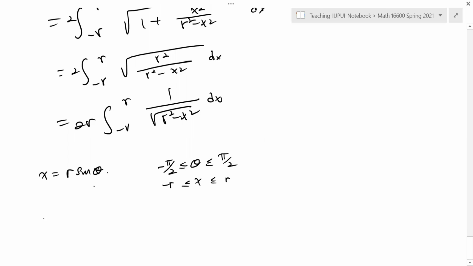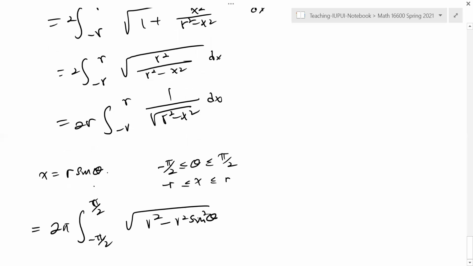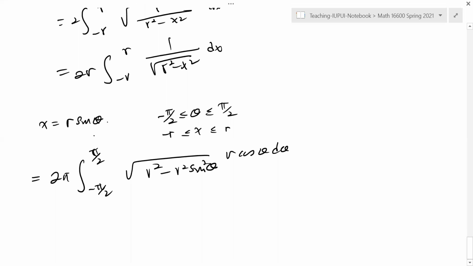So let's put it inside. It's negative pi over 2 to positive pi over 2. And here's r squared minus r squared sine squared theta. And dx is r cosine theta d theta. Okay. Not too bad, right?